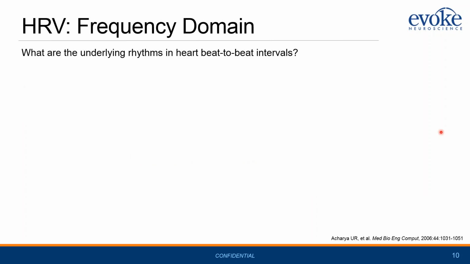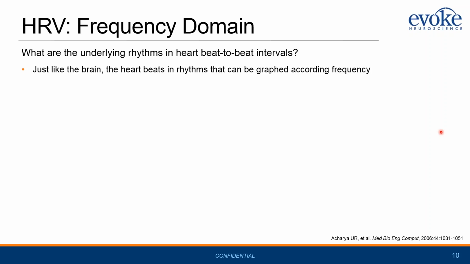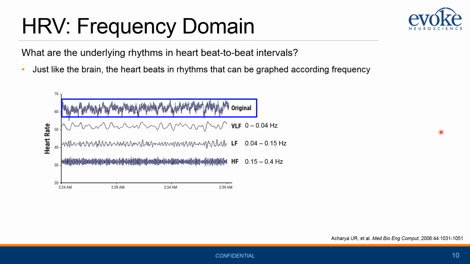This basically asks what the underlying rhythms are in these heartbeat-to-beat intervals. So just like the brain, the heart beats in rhythms, and these rhythms can be graphed according to frequency. So let's first draw our attention to this top graph. On the x-axis, we have time, and on the y-axis, we have heart rate. So this top graph that says original waveform for our HRV is actually the instantaneous heart rate that somebody has over time. So our heart rate, we're measuring that instantaneously, that beat-to-beat heart rate, and it's fluctuating throughout time.